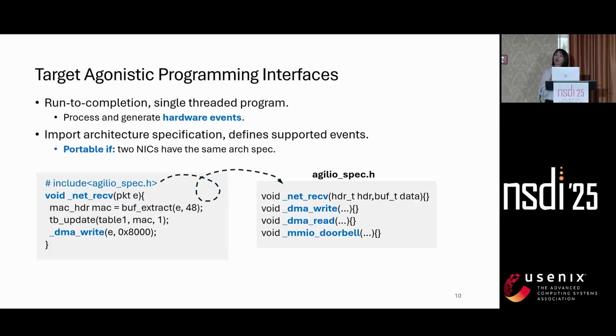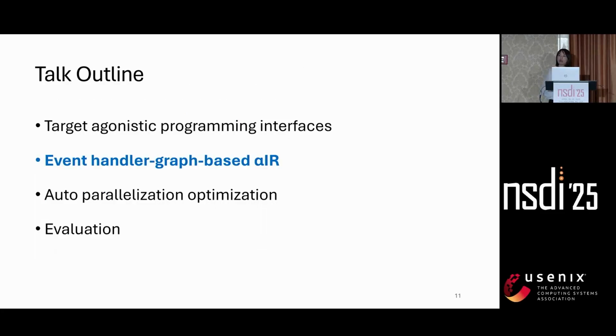So Alkali defines portability as follows. If two NICs share an identical architecture specification, which means these two NICs have the identical hardware interface and functionalities, an Alkali program can be ported to run on the two NICs without modifications. So next, I will introduce the design of Alpha IR.